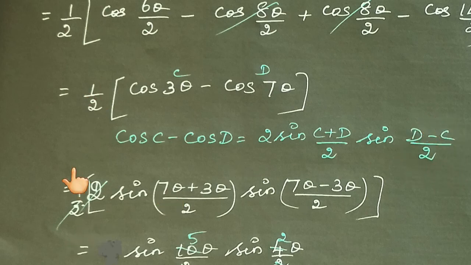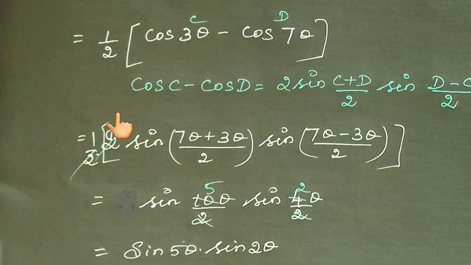Okay, and now half remains as it is. For cos C minus cos D you apply the identity 2 sin of C plus D by 2. Here let it be C and D, it is a small thing, but let it be C and D because when we subtract, the identity has D minus C. Okay, so 2 sin of C plus D, 3 theta plus 7 theta divided by 2, into sin of D minus C, 7 theta minus 3 theta divided by 2.